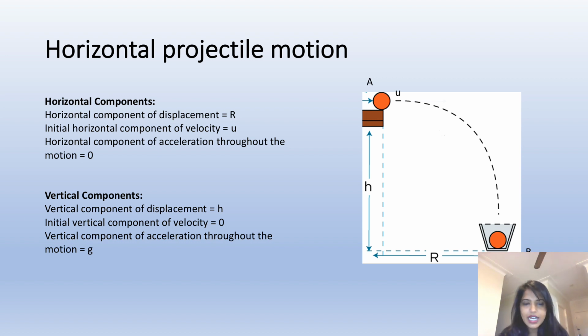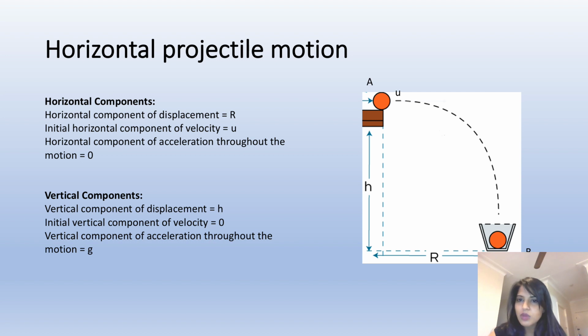Now, let's have a look at the horizontal component of displacement. As you can see in this diagram, this r is the horizontal component of displacement, whereas the vertical component of displacement is h. Now let's split the initial velocity into horizontal and vertical components. As you can see in the diagram, you have projected the object in the horizontal direction. That means you only have the horizontal component of velocity, whereas your vertical component of velocity here is 0.